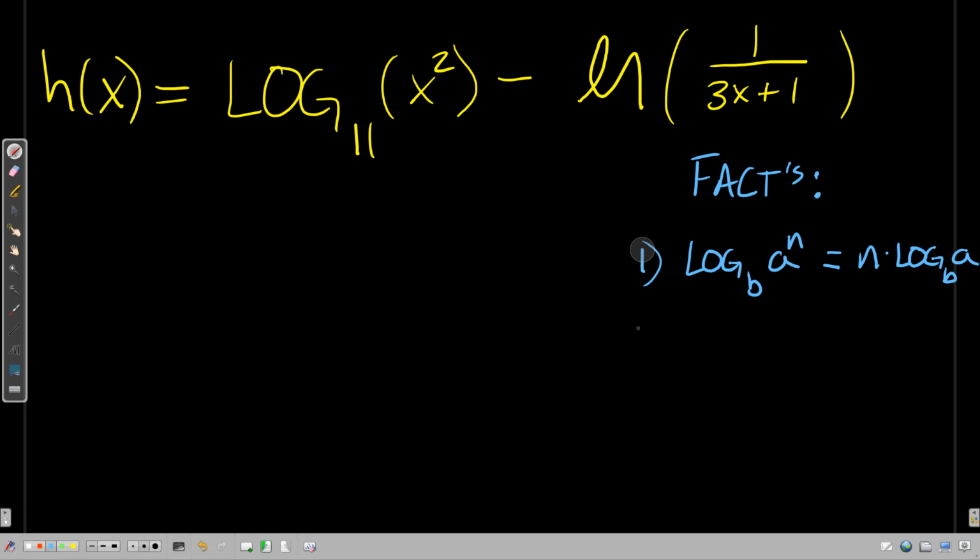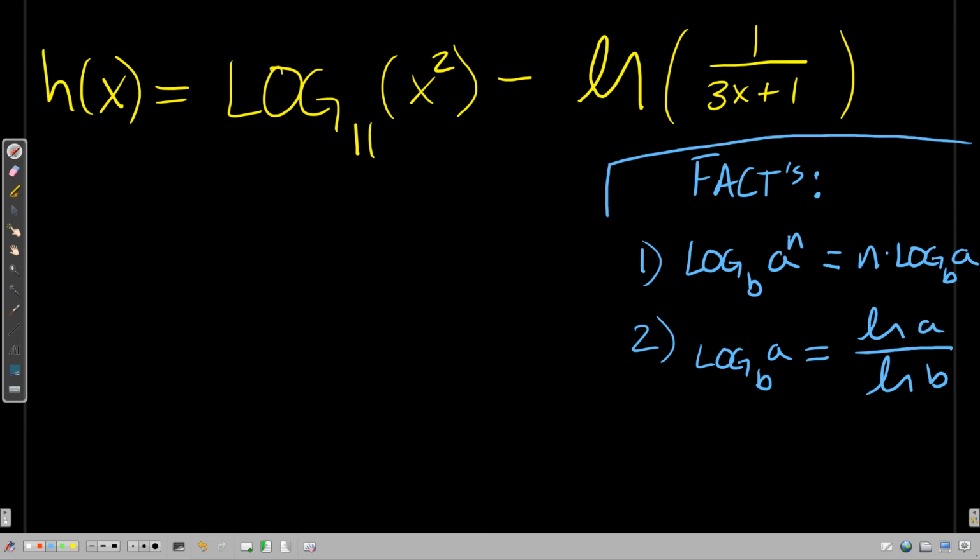So that's fact 1. Fact 2, I guess, here would be the change of base formula. So any logarithm with whatever base and whatever argument can instantly become a discussion about natural logarithms via the change of base formula. And with these two facts, I think we have everything we need to do these derivatives.